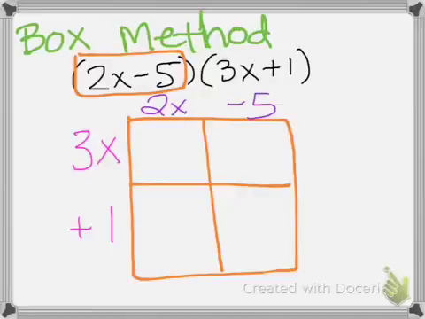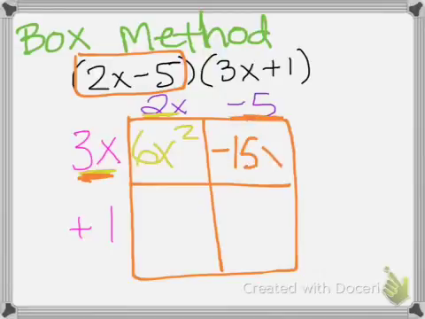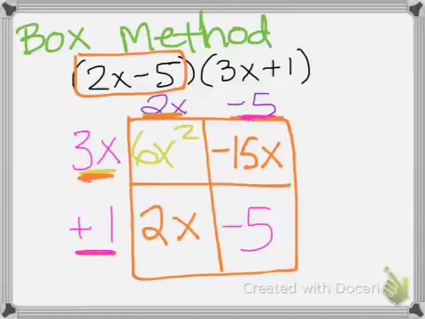Now that we've set it up, we're going to multiply just like a multiplication table. So 3x times 2x gives us 6x squared. 3x times negative 5 gives us negative 15x. Positive 1 times positive 2x gives us 2x. And 1 times negative 5 gives us negative 5.